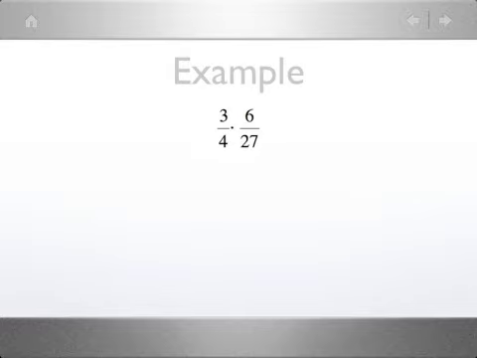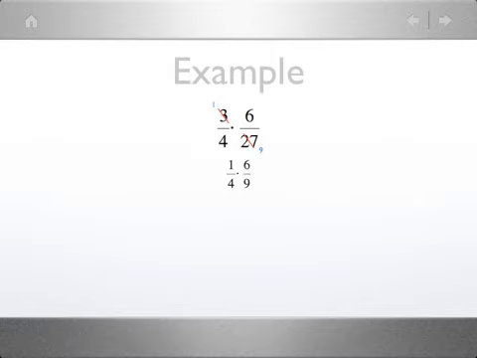Well, I'm going to start with the top, in the numerator. In the top left I have a 3, and I see that that can be reduced with 27. 3 goes into 3 once, and 3 goes into 27 9 times. So now I have the two fractions 1/4 times 6/9.